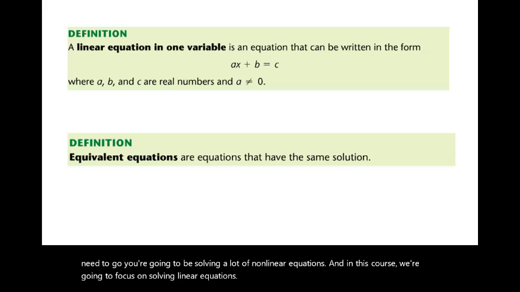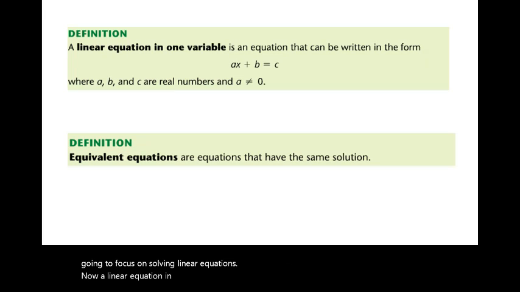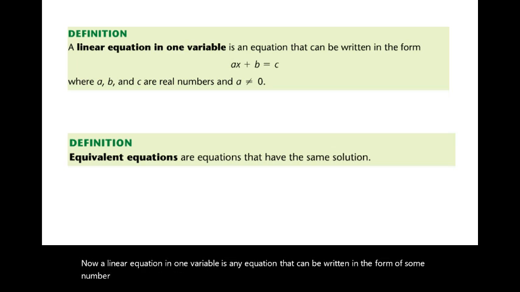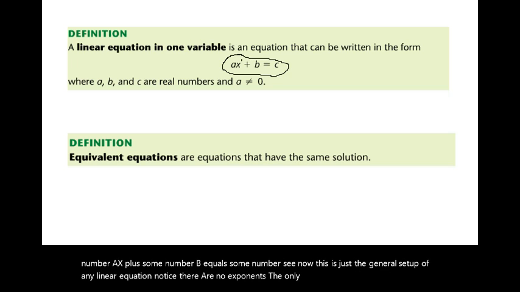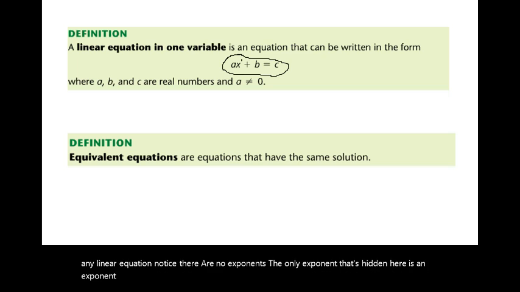Now, a linear equation in one variable is any equation that can be written in the form ax + b = c, where a, b, and c are numbers. This is just the general setup of any linear equation. Notice there are no exponents. The only exponent that's hidden here is an exponent of 1, so that makes it a linear equation. And the equal sign makes this an actual equation.